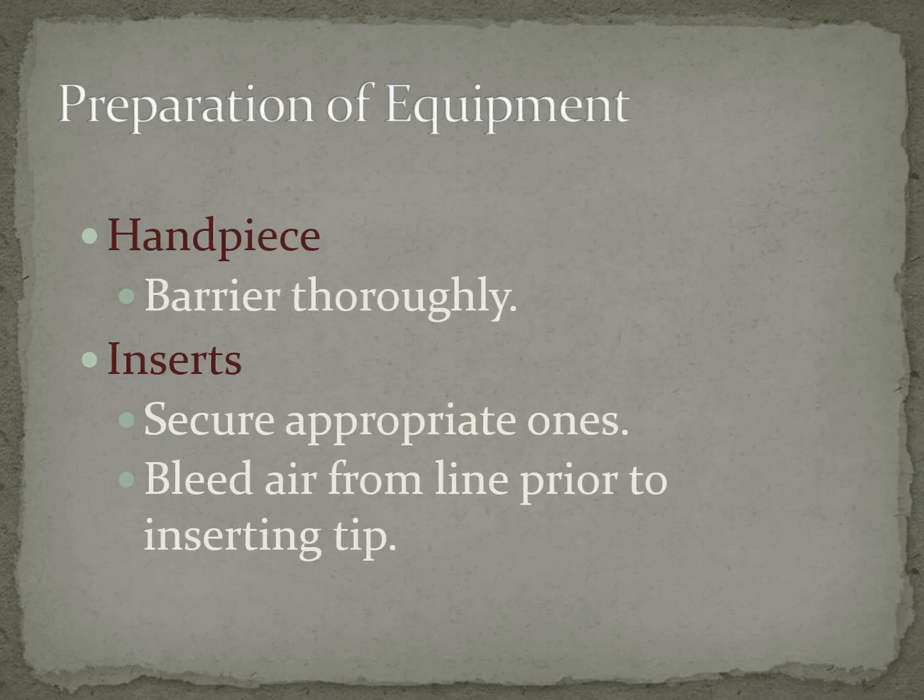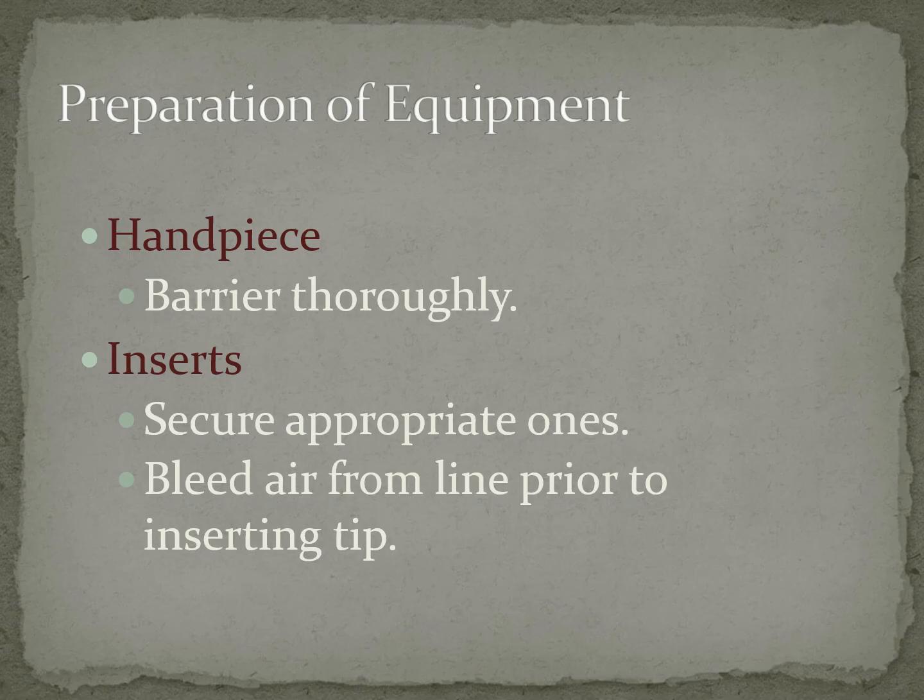Barrier your handpiece. Okay. Barrier your inserts. Make sure that you have all the inserts barriered at the beginning that you may want to use. Bleed the air from the line prior to inserting the tip. So you're going to hang on to the tip, press on the rheostat, and wait for it to fill up to the top with water. Once it's filled up to the top with water, we're going to drop our insert down in.